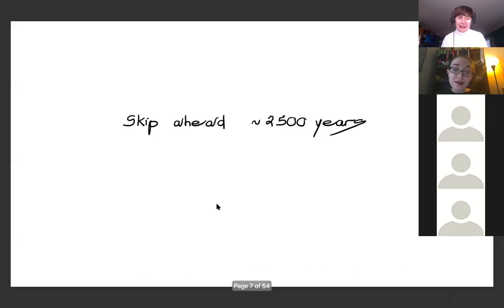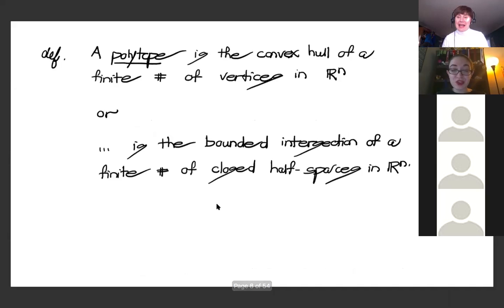Okay. So let's skip ahead 2,500 years. Why not? And let me actually tell you the real definition of a polytope in general. So we're working in n-dimensional space. And one way you can think of it is there are 2 different descriptions. And one is this convex hull description. You take a finite number of points in space and you take something called the convex hull. And that's one way to describe a polytope.